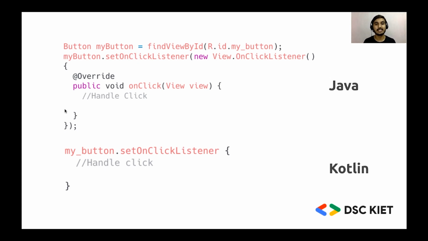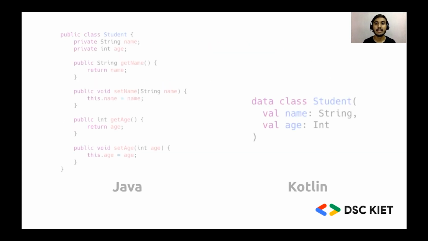So if we see that same thing in Kotlin, it is simply my button, which is the reference in the actual UI, and we directly set the on click listener. So my button here in Kotlin is referenced via synthetic binding, and here we can easily handle that click. Let's see one more thing.